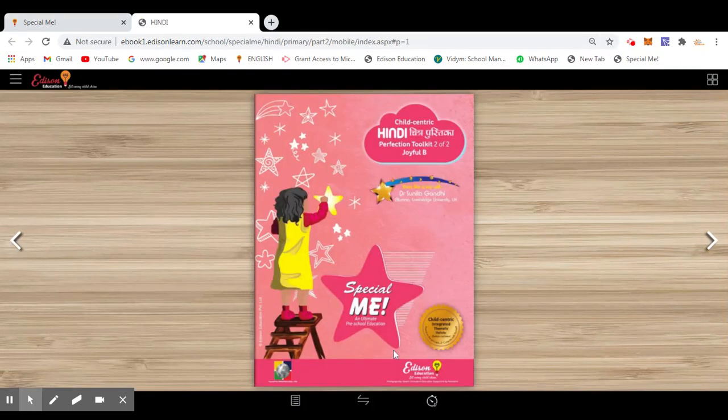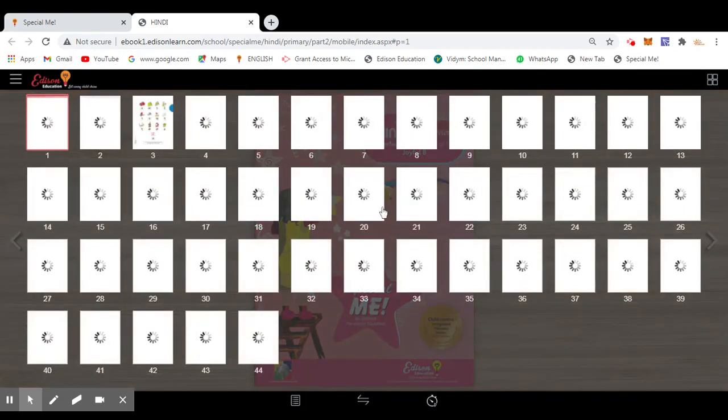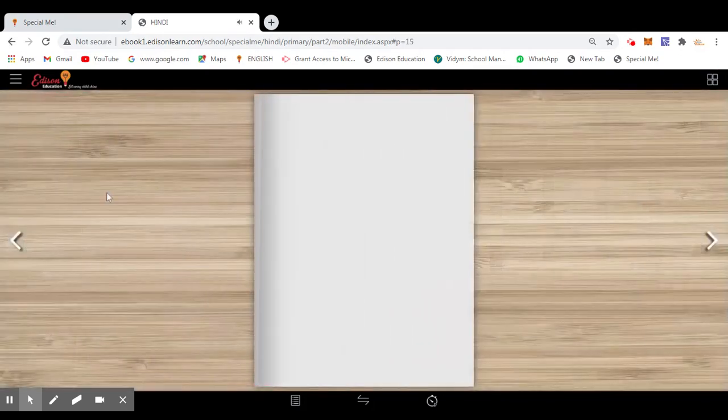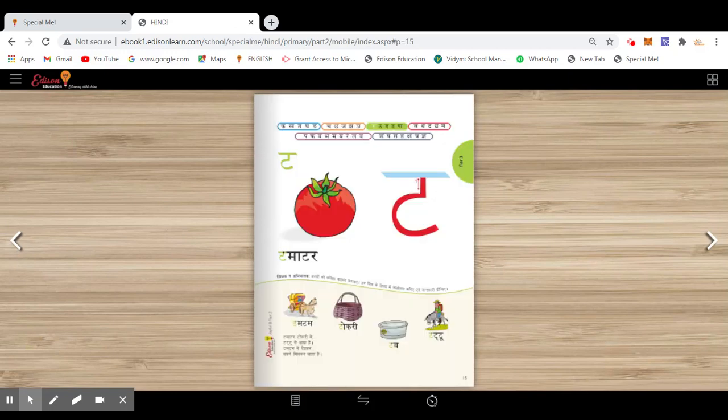Now it's time for the Hindi session. So students, take out your child-centric Hindi Chitra Pustika Perfection Toolkit 2 Joyful Bee and open page number 15. So in our today's session, we are going to start revision of Vyanjans. Right? So now look here students.